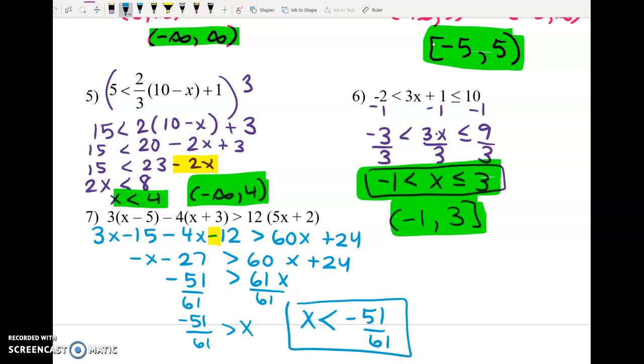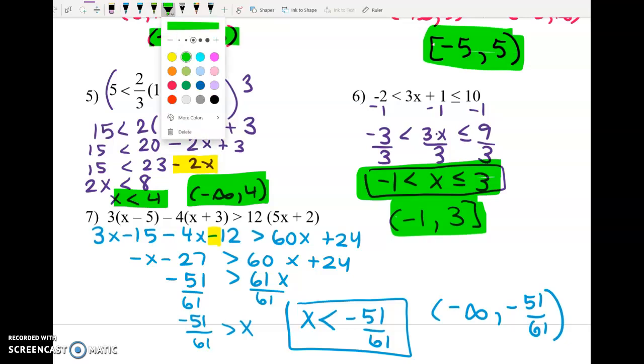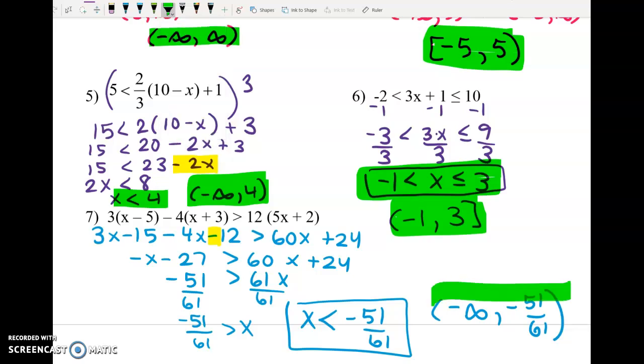In interval notation, that is x is less than. I always find that it's easier to focus on when the variable's on the left to get my interval. So we're going from -infinity up to -51 over 61, parenthesis. So that would be the final answer for number 7.